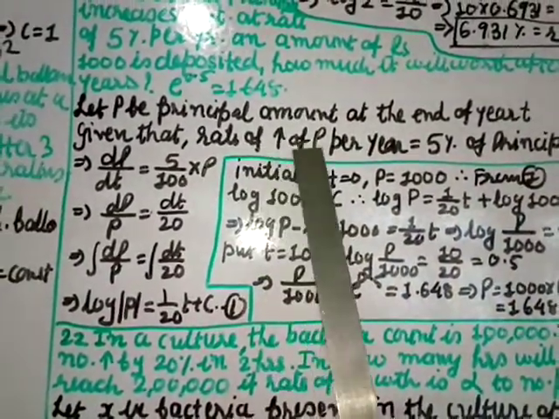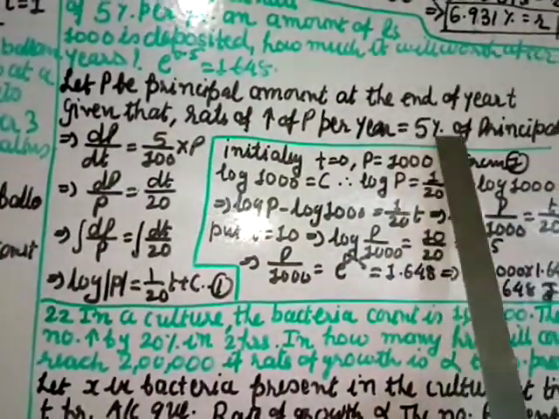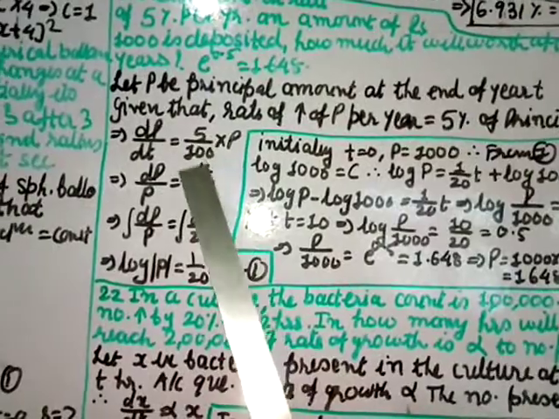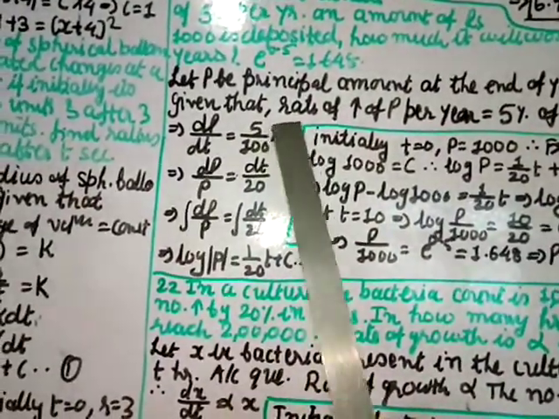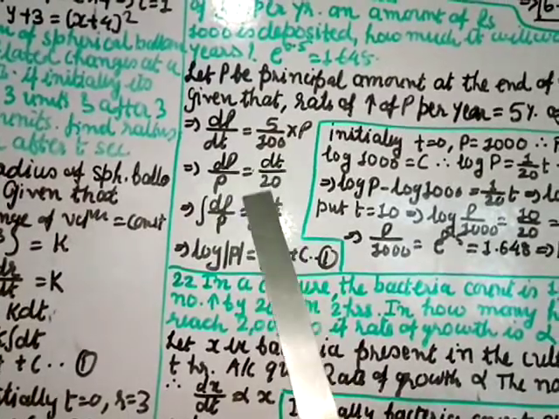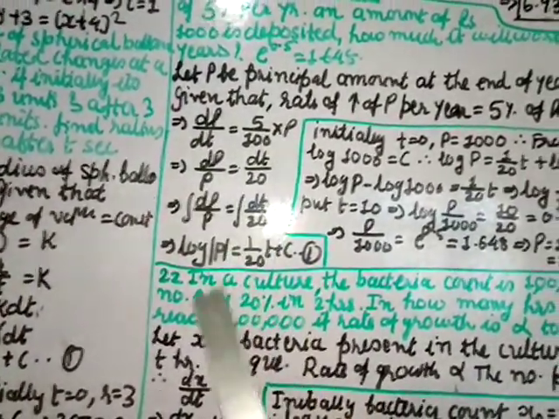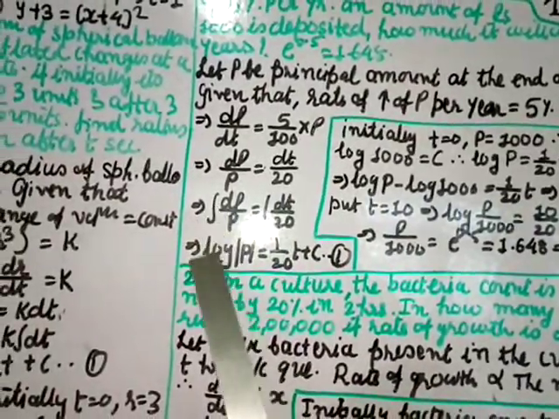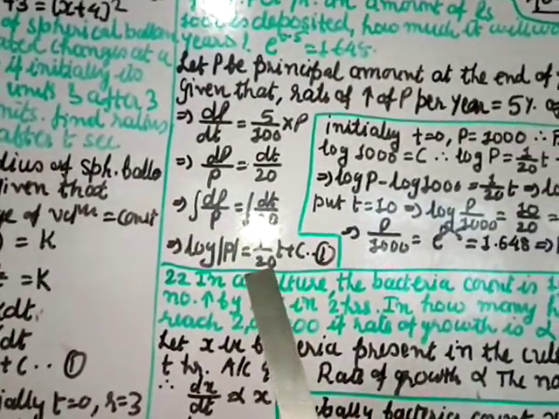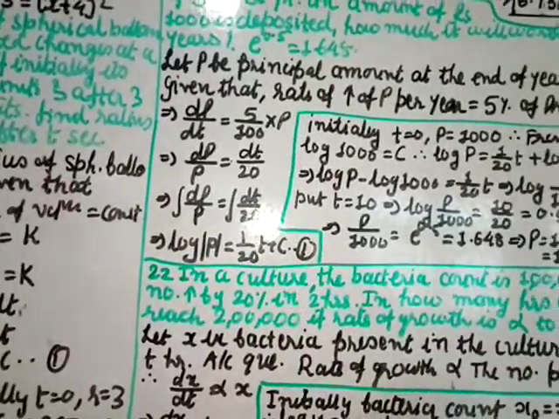So the rate of increase in P means dp by dt equal to 5% of principal, that means 5 by 100 into p. dt you transfer here, p you transfer here, separating the variables. So dp by p is equal to dt by 20. Here I am cutting 5 by 100, so 20, and this dt I am transferring. Integrate both the sides, so this integral is log p, this 1 by 20 is constant, and integral dt is t plus c, call it number 1.